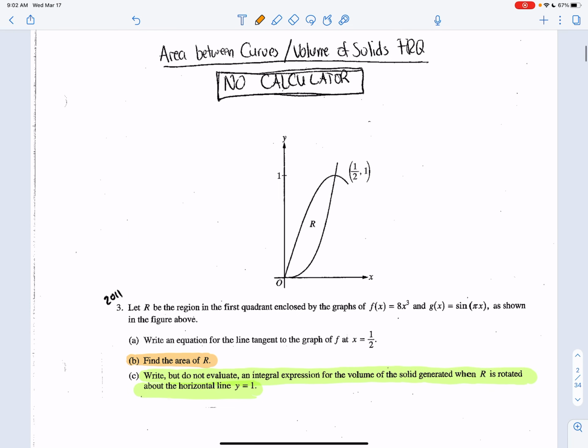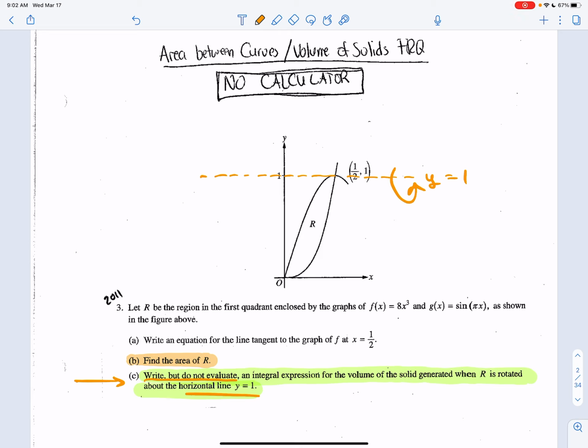Okay, so this one here is no calculator. Usually for volume problems on a non-calculator question, they'll just ask you to set it up and not evaluate because generally it's really tough to do by hand, okay? All right, find the volume of the solid generated when R is rotated about y equals 1. So what you do, you draw a y equals 1 line, which is right here, and we're revolving around there.